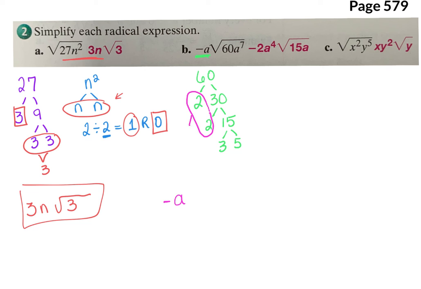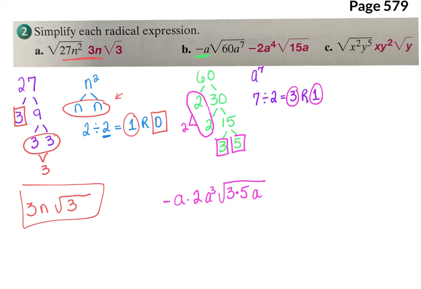These 2's pair up, so I can take a 2 out. The 3 does not pair up. The 5 does not pair up. So both the 3 and the 5 will stay in. And then if I look at my variables, I have a to the 7th. All right? And so if I use my division method, 7, we always divide by 2. 2 goes into 7 3 times with the remainder of 1, which means 3 of my a's go out and 1 of my a's stays in.